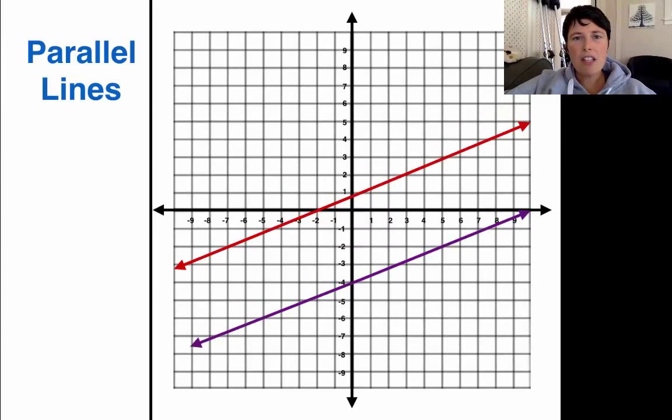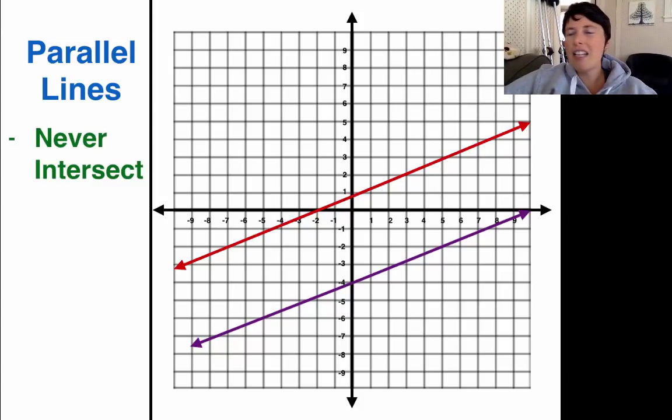So let's write that down. That's kind of a big idea for the side of our notes today. Parallel lines. They never intersect. They never cross each other. They're like railroad tracks going side by side.